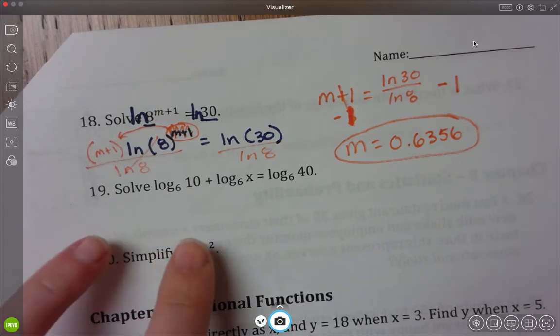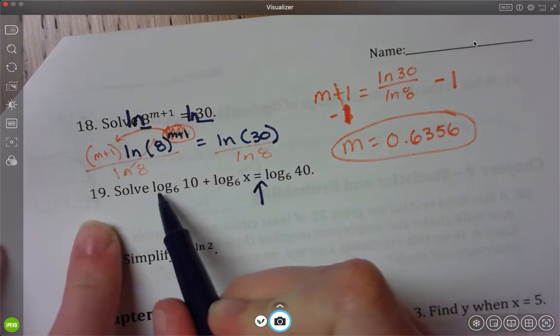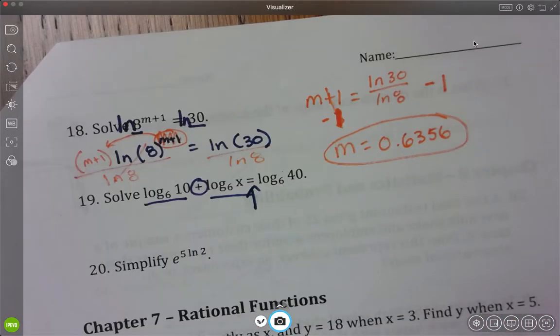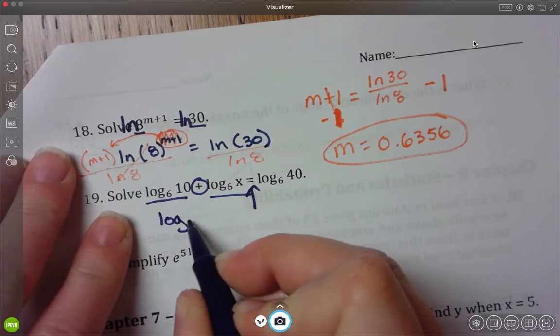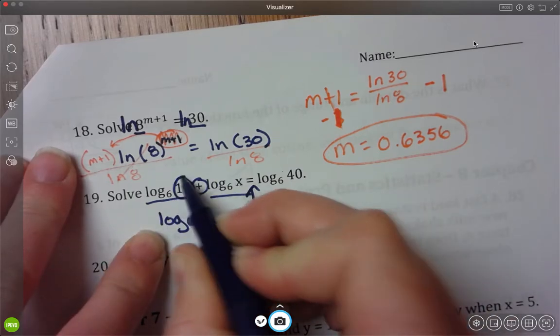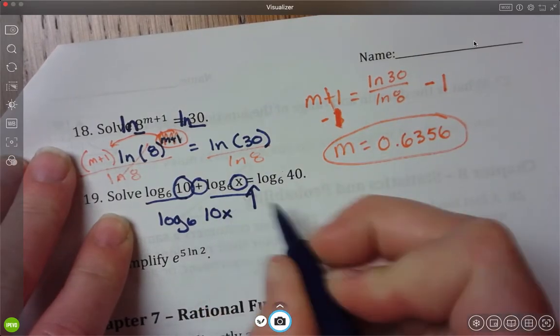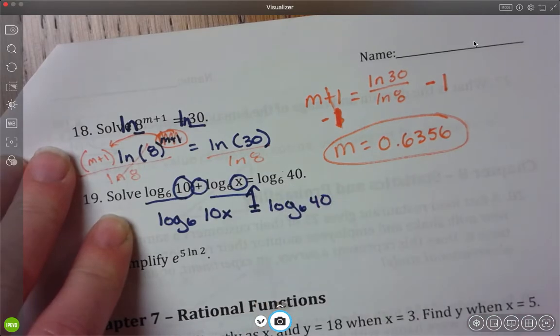Number 19, here's my equal sign right here, so keep track of where it is located, okay? I have 2 logs on this side, and there's a plus sign in between them, okay? And in log world, a plus sign means multiply. So when I put those 2 together, it will be log base 6, but what I'm going to multiply is the 10 and the x together. So it will look like log base 6 of 10x equals log base 6 of 40. That's just sitting on this other side, okay?